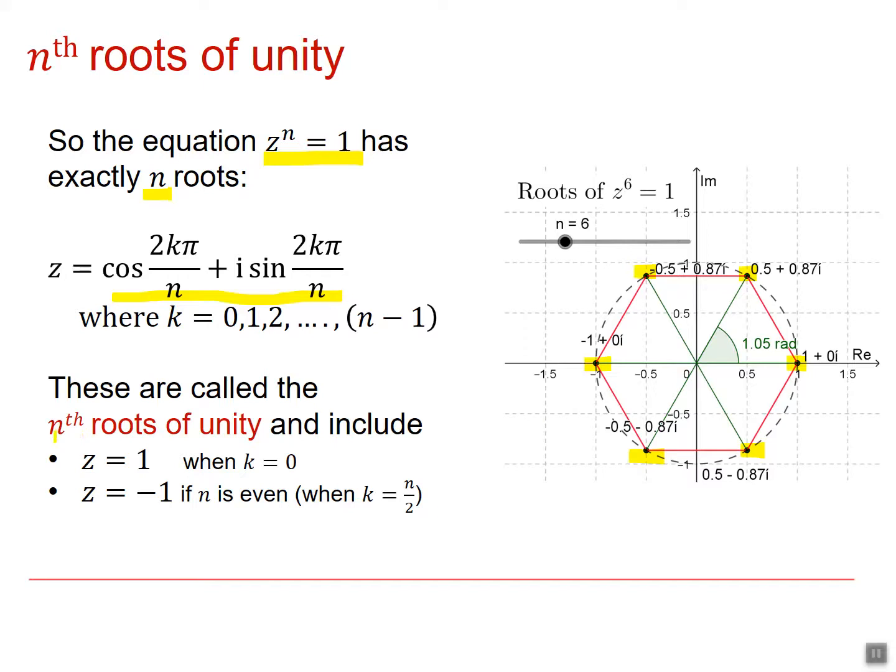These roots are called the nth roots of unity and always include z equals 1, that's when k equals 0, and they always include z equals minus 1 provided n is even, and that will happen when k is equal to n over 2. So in our example, we've got 6 roots and we get our minus 1 root at k equals 3.